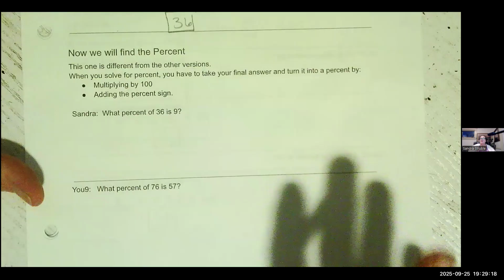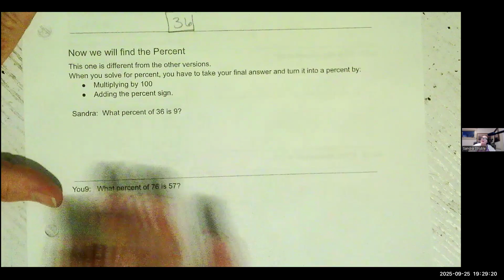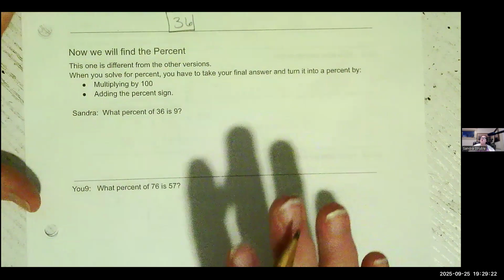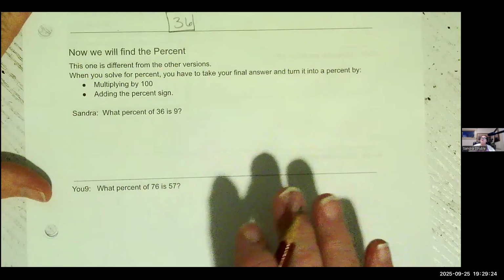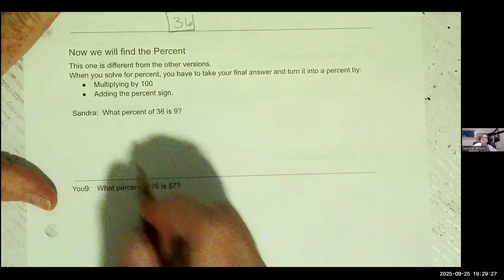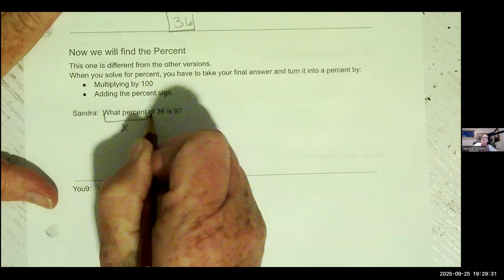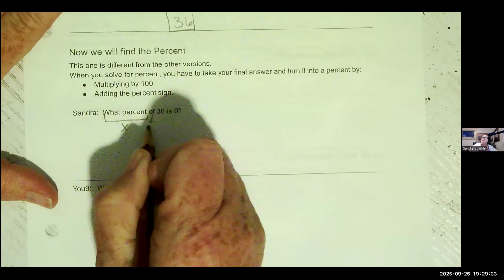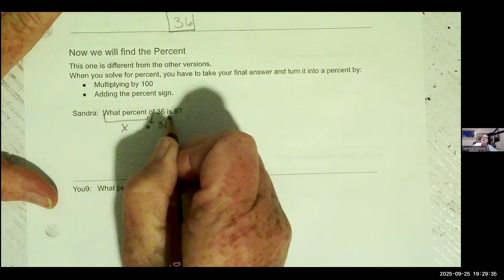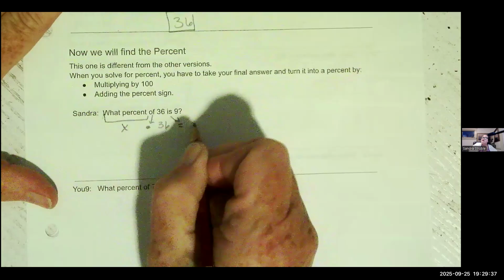Now we're going to find the percent. This is different than the rest. We're going to do the setup the same, but we'll have one extra step here. Okay. Let's do the setup the same way we have. What percent we're saying is X. Of means multiply. 36 is means equal 9.